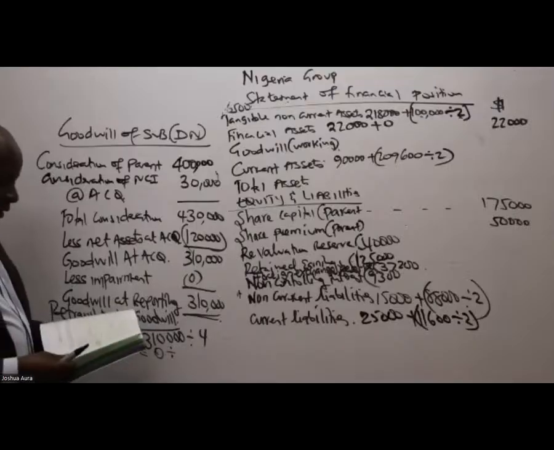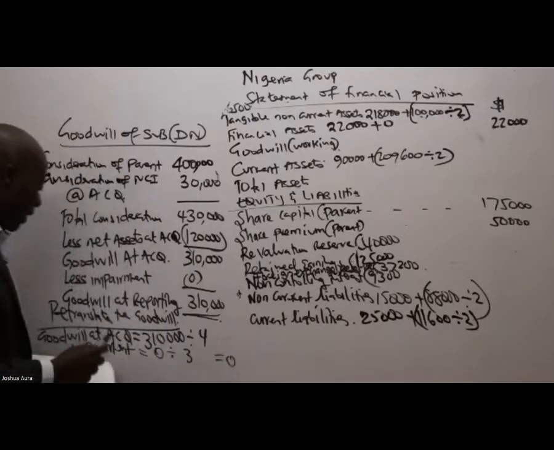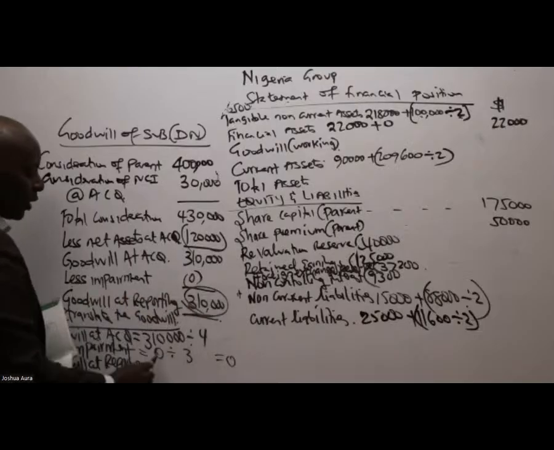For your revision, it comes to 0, of course. And then lastly, we have goodwill at reporting. So we have goodwill at reporting, it's still 310,000.